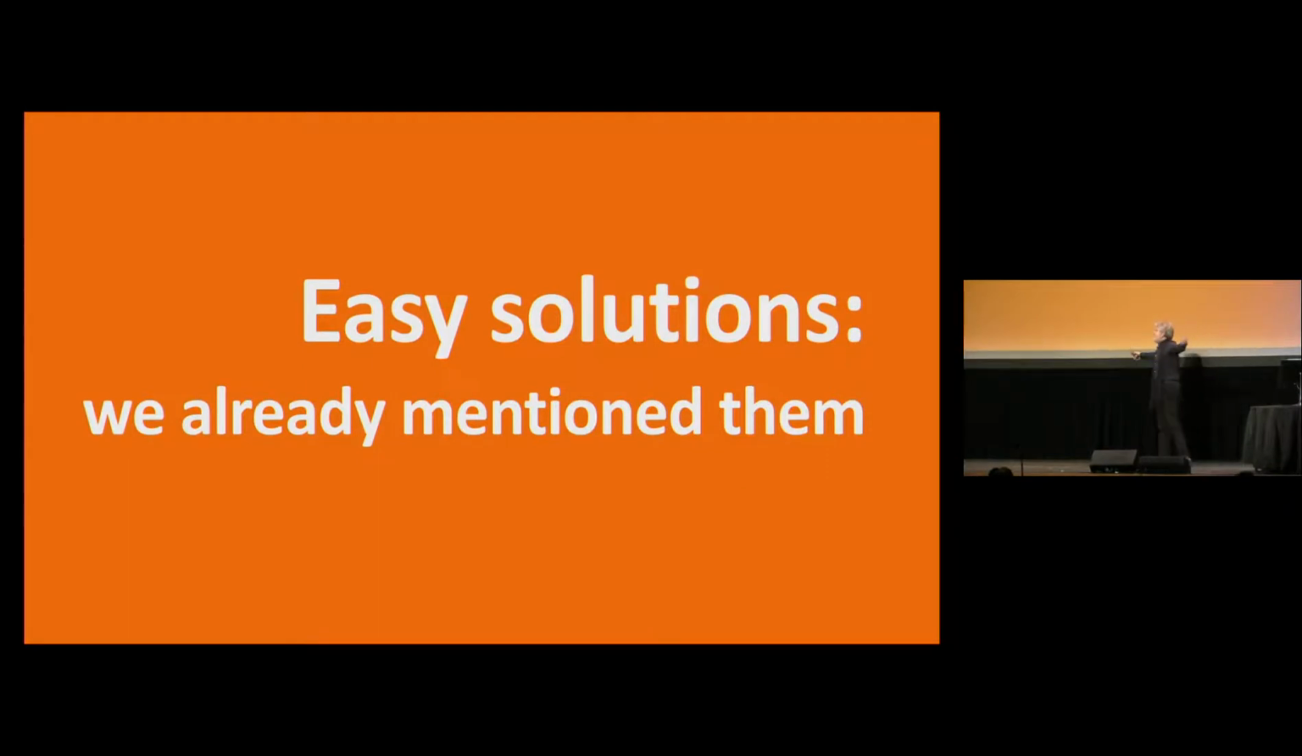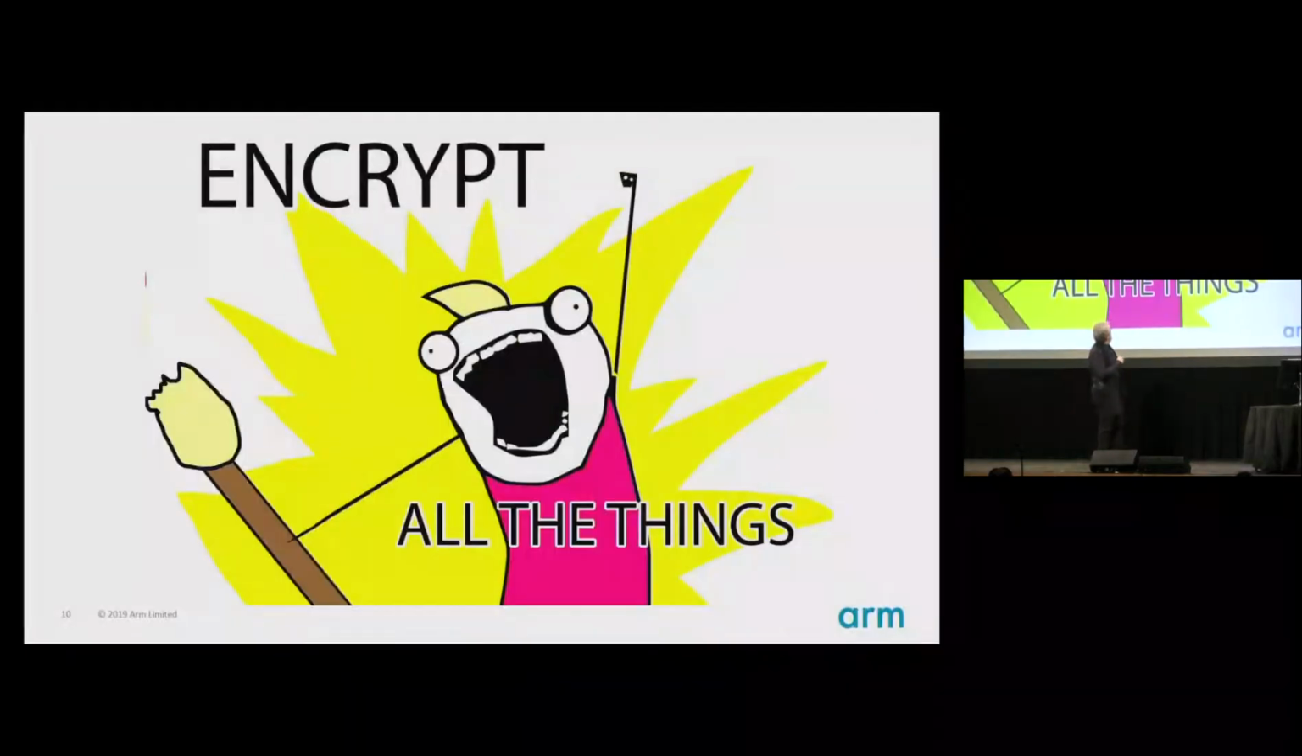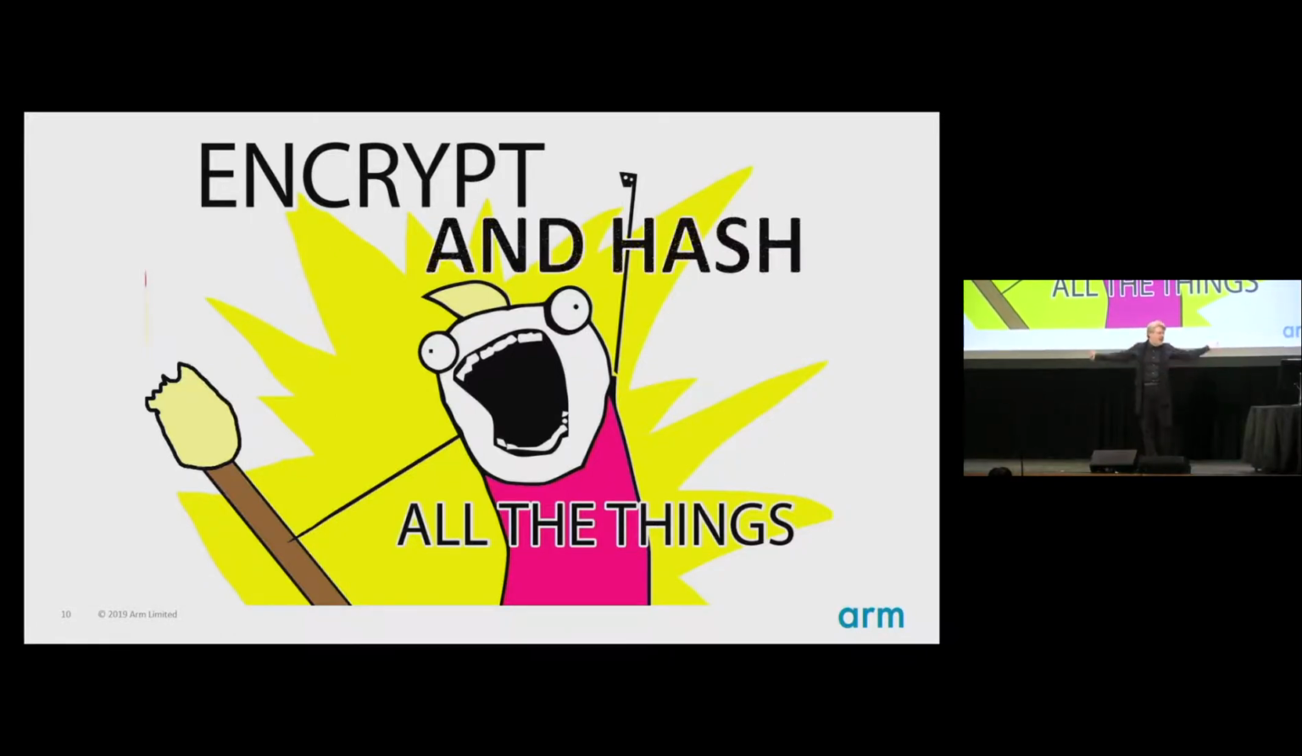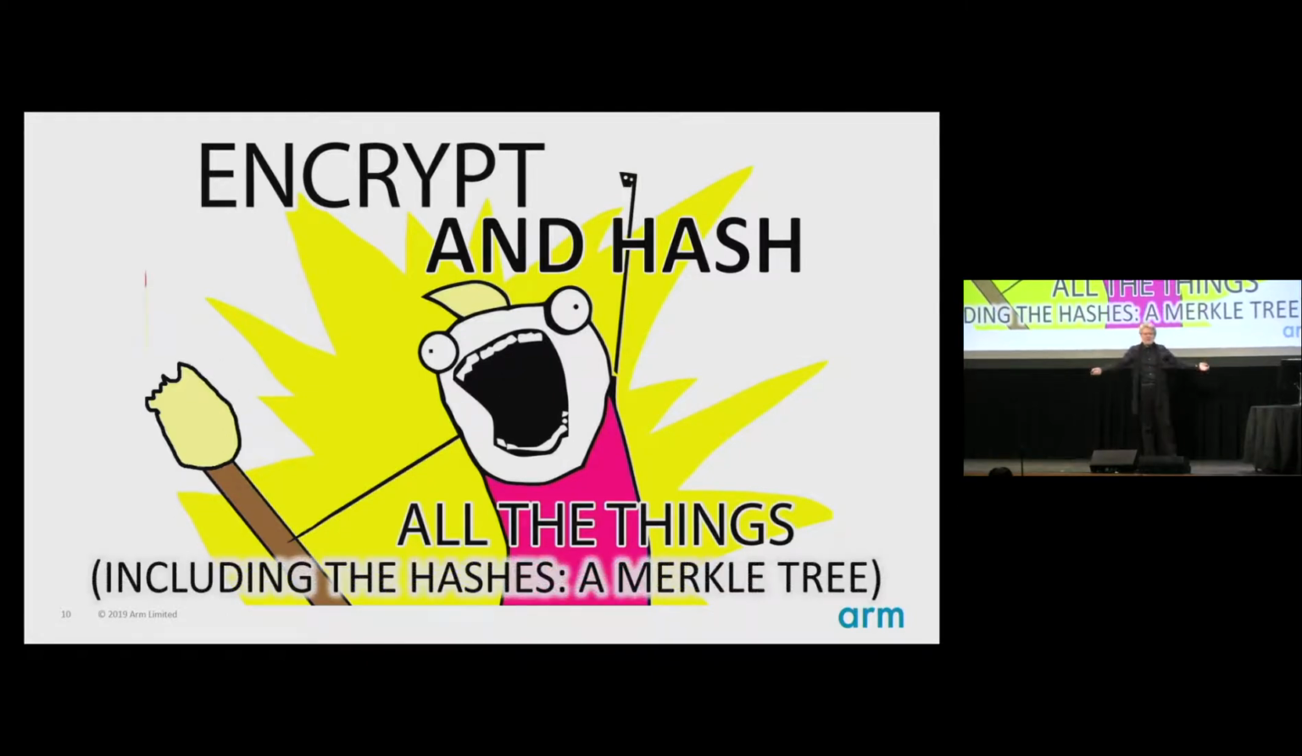But we are lucky. There are easy solutions, and I already mentioned them a couple of slides ago. So you encrypt all the memory. Okay, you are considering some easy modifications of the memory, some fault injection, rowhammer. Well, then hash all the memory. And if you want to defend yourself against those attackers that can actively modify things and replace stuff into your memory, then hash also the hashes, and you get a Merkle tree.